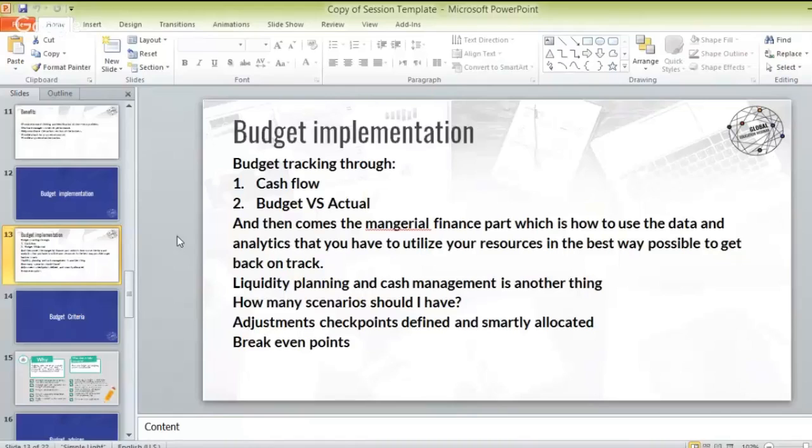Okay, so moving on to the next point, which is budget criteria.